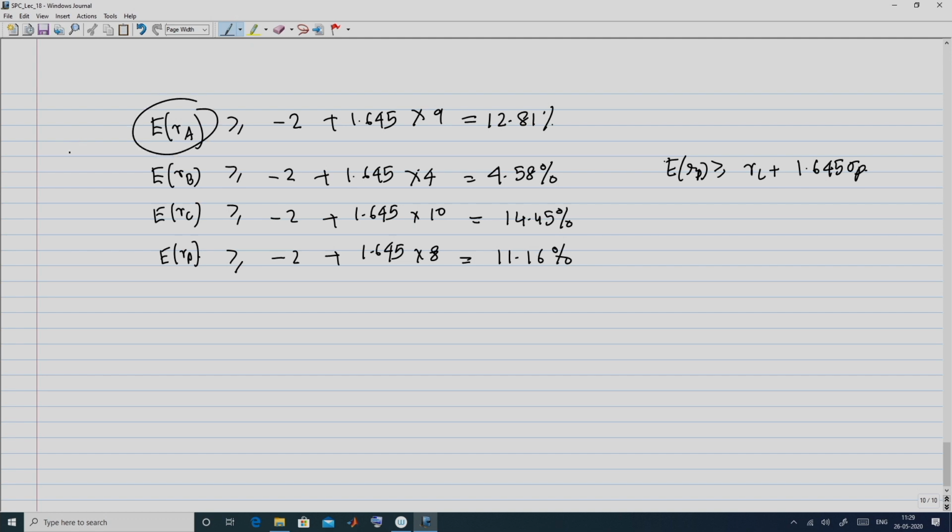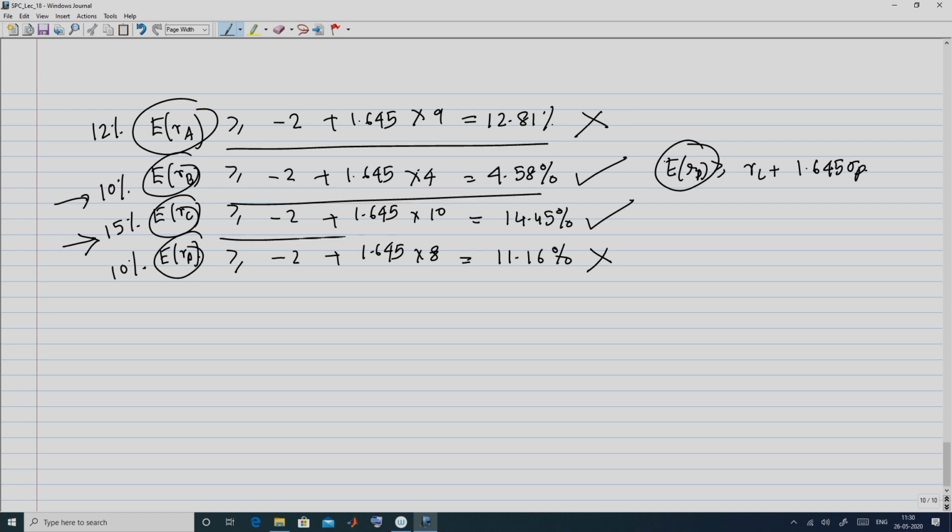Now, according to the table, E of RA is 12%, E of RB is 10%, E of RC is 15% and E of RD is 10%. So, observe very carefully, 12% is not greater than or equal to 12.81%, and 10% is not greater than or equal to 11.16%, but 10% here is greater than 4.58%, and 15% here is greater than 14.45%. So, even before we can start maximizing the E of RP, we have to check the situations where the Telser's criteria is not satisfied. It turns out that it is not satisfied in case of A and it is not satisfied in case of D.